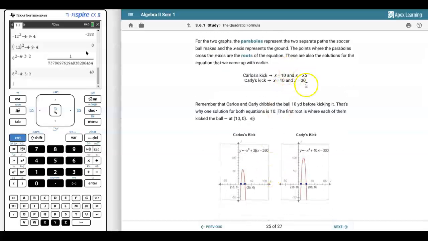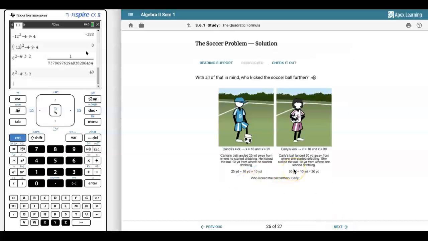So if we were to look at these graphs here, we could find our real solutions. So we find our solutions. Carlos's kick has 2 solutions, x equals 10 and x equals 25. Carly's kick is x equals 10 and x equals 30. They both have x equals 10 because they dribbled 10 yards or 10 feet and then kicked the ball. But regardless, you can see here clearly Carly's kick crosses the x-axis at a farther point of 30. So the answer for who kicked it farther would be Carly. Carly would kick it farther.